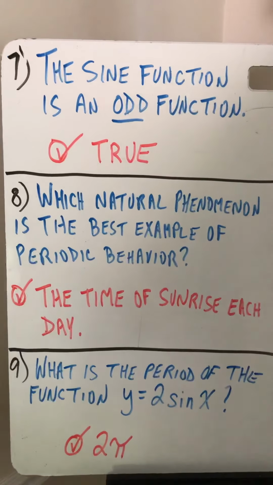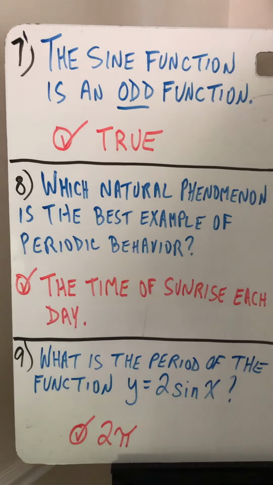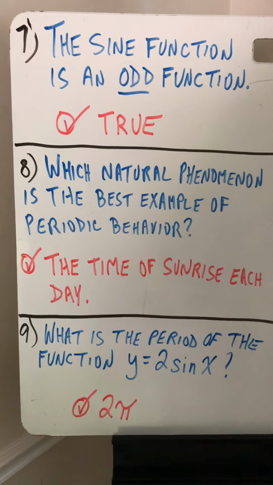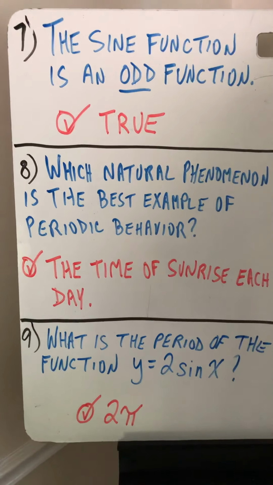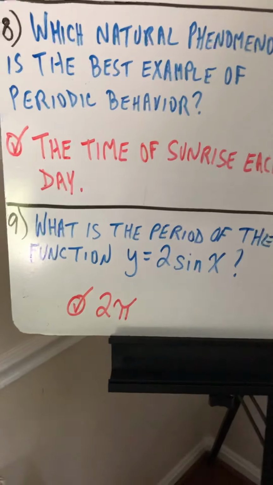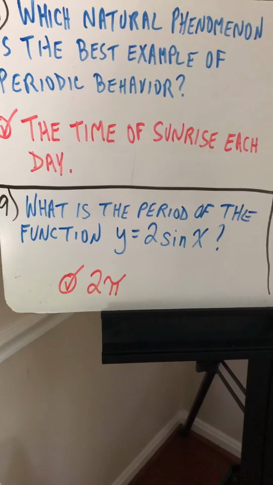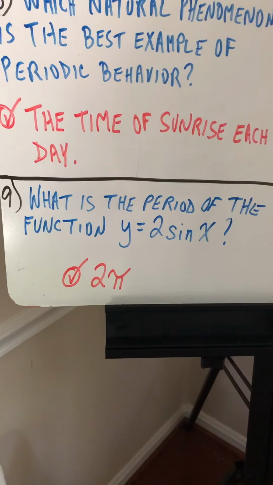Which natural phenomenon is the best example of periodic behavior? The answer is going to be the time of sunrise each day. What is the period of the function y equals 2 sine x? The answer is going to be 2 pi.